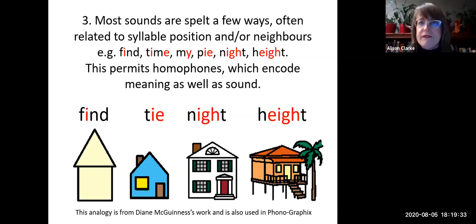And the good thing about having most sounds spelled a few ways is that then you can have homophones, so that when you see, I think Max Coltheart says, the sail that's in the shops and the sail that's on the ships, you know immediately which is which when you see the spelling. So not only do we encode the sounds, but we're encoding the meaning of the word as well, which is a highly efficient thing, and proficient readers can quickly pick out extra meaning from spelling. So that's 3 sorts of logic.